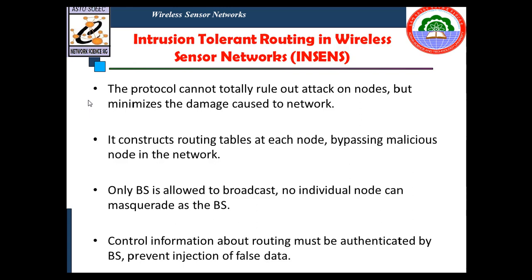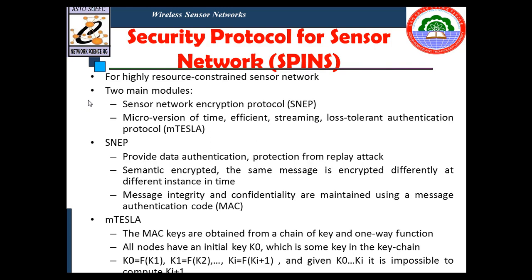The base station calculates the forwarding table for all the nodes, and in the data forwarding phase, data is transported using the routing table. So control information about the routing must be authenticated by the base station to prevent injection of false data.